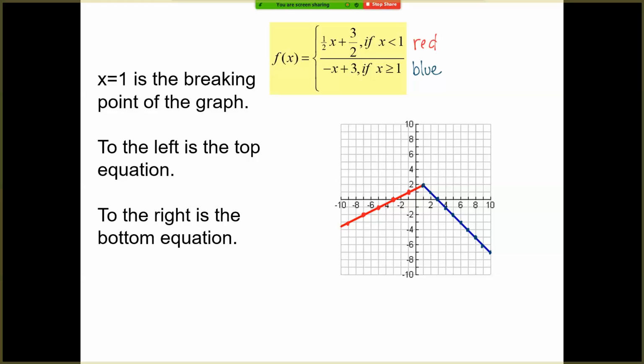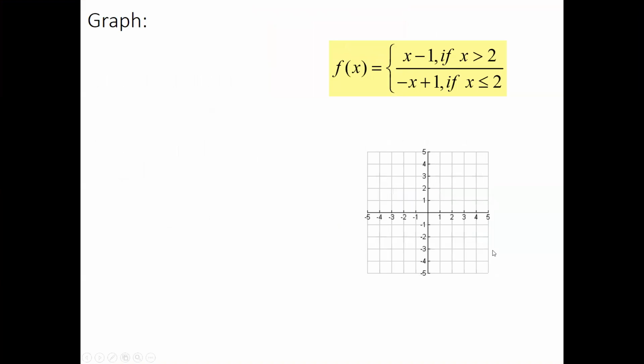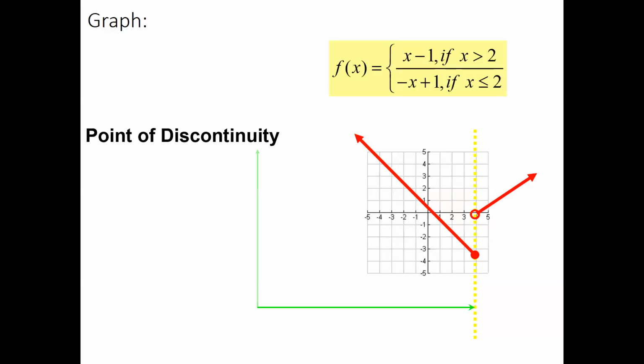So notice that these two lines both meet at 1. Sometimes that doesn't happen, like this graph here, maybe. When that happens, it's called a point of discontinuity. So that just means your graph isn't continuous. You can't draw it with one pencil sweep. So here you would have to pick your pencil up when you got to 4.